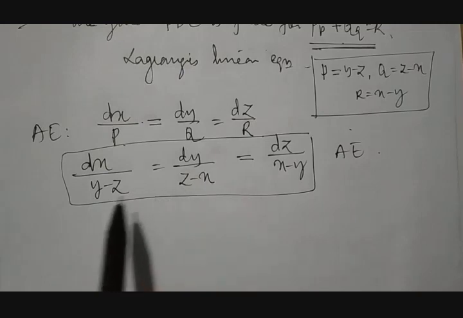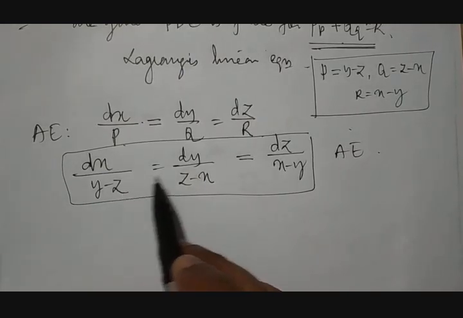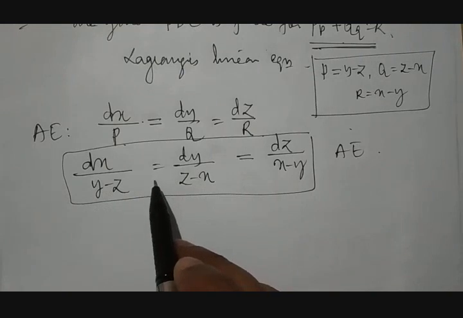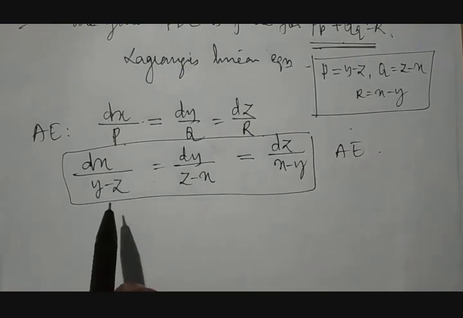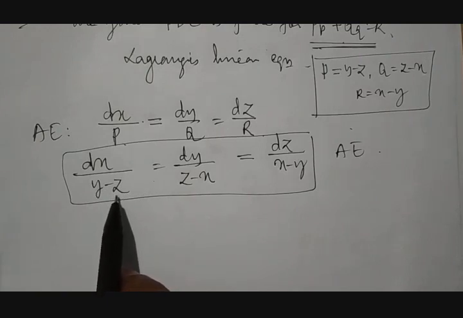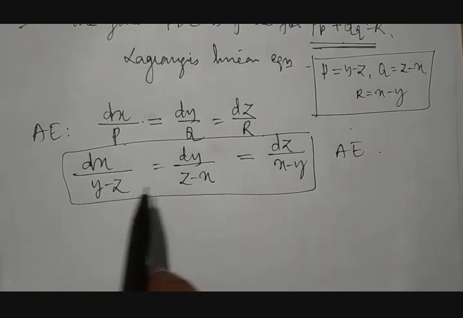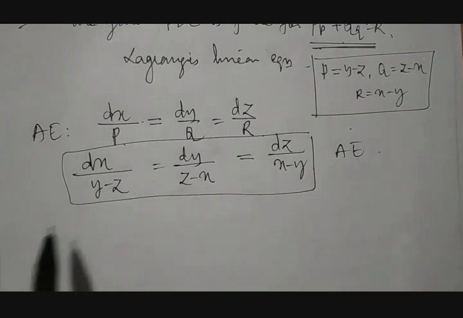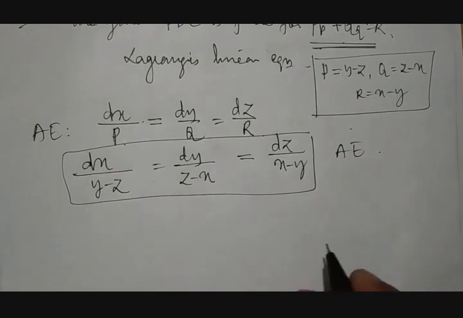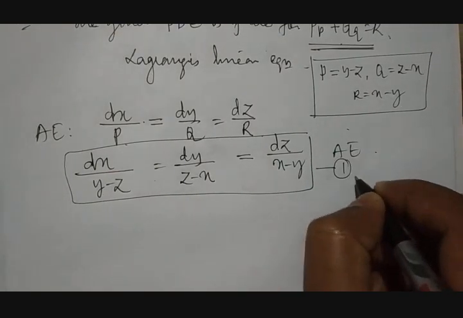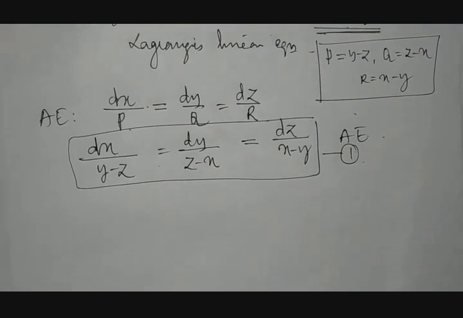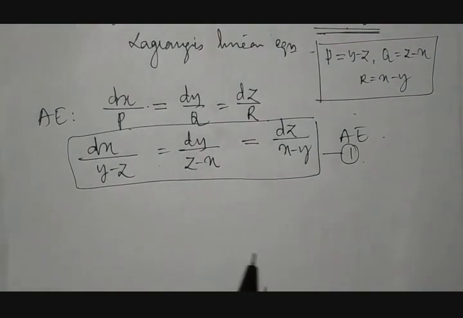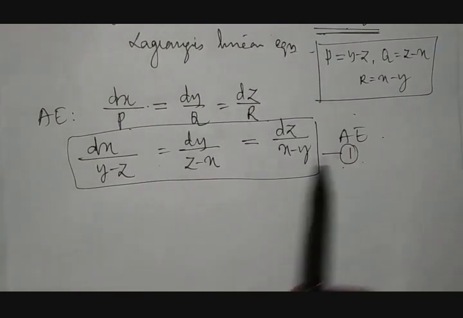Many times in such examples, we can choose two of these ratios, and after applying integration we get a solution. That is possible, but here we can see that the variables are not separated. There are mixed variables: y is there, z is there along with x. In such conditions we need to go through the multipliers. I call it equation number 1, which is the auxiliary equation. We need to choose multipliers in such a way that each ratio is equal in equation number 1.